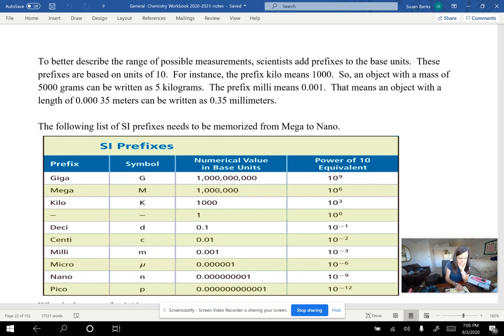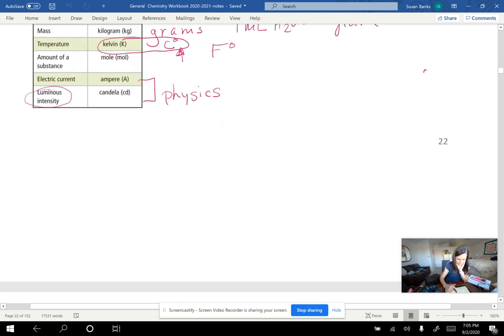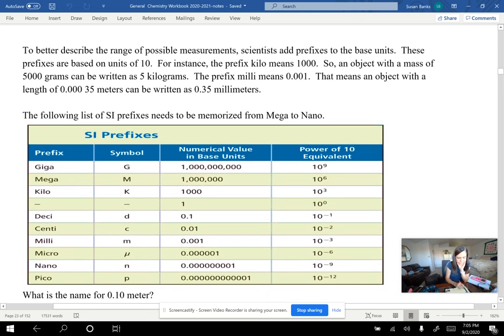It means that an object with a length of 0.00035 meters could also be written as 0.35 millimeters. Notice this becomes a lot easier to read than this. So we will use those different prefixes to help us make the base measurements either bigger or smaller depending on the measurement that we really need to measure, so that it makes it easier to read and easier to talk about. So here we go.